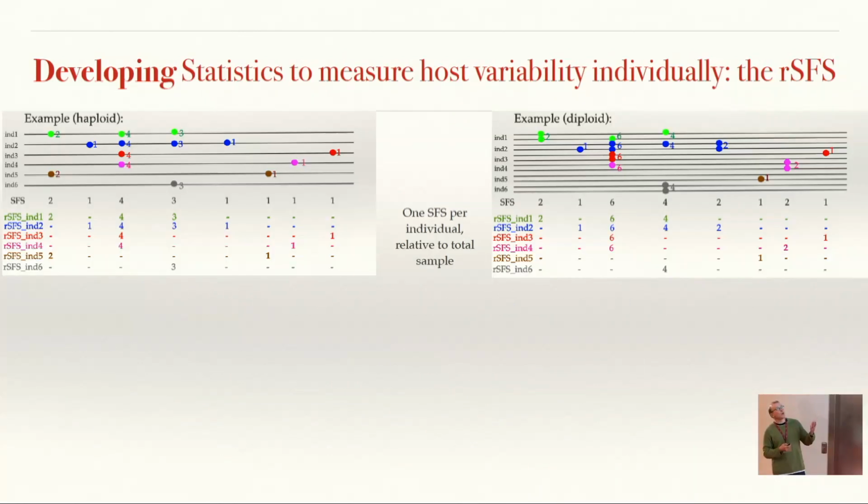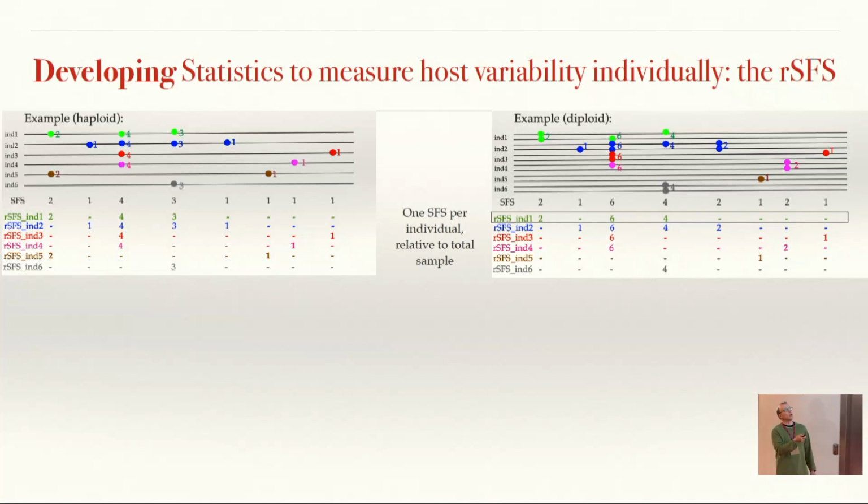In our approach, here I show two examples, one for haploid and one for diploid. We focus on the diploid. What we do is take the site frequency spectrum, but per individual, or per haplotype. So how do we do that?